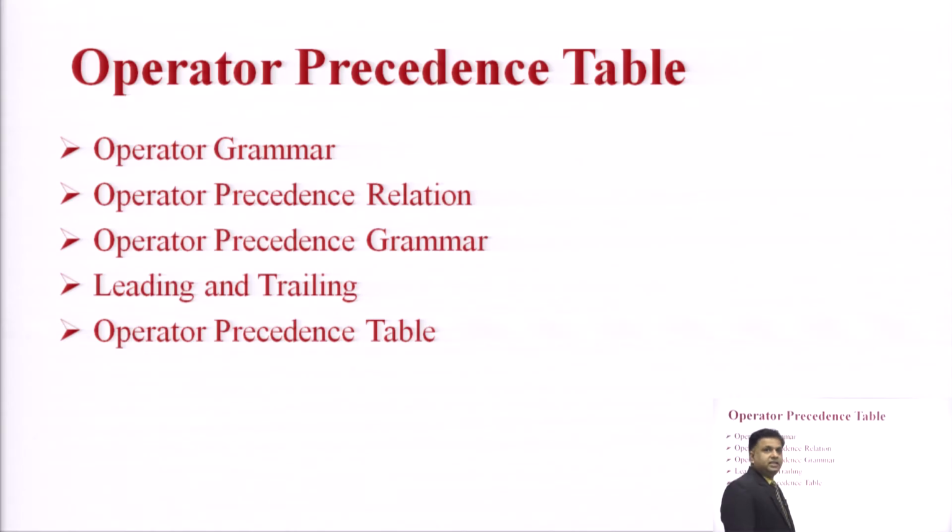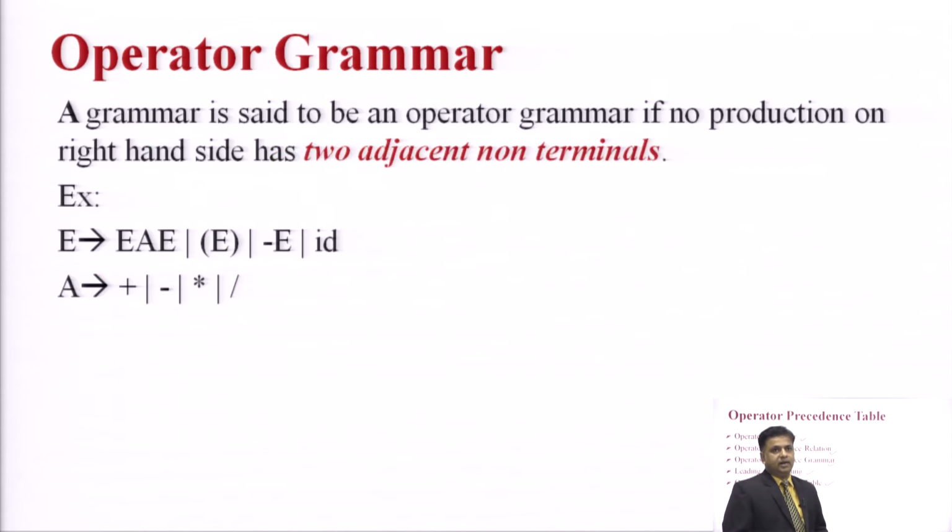Today we will discuss the concept of the operator precedence table. Before understanding the operator precedence table, we should have knowledge of the operator grammar, then the operator precedence relations, then the operator precedence grammar, then the concept of leading and trailing. Then we will be able to derive the operator precedence table. One by one we will see what is the meaning of the operator grammar.